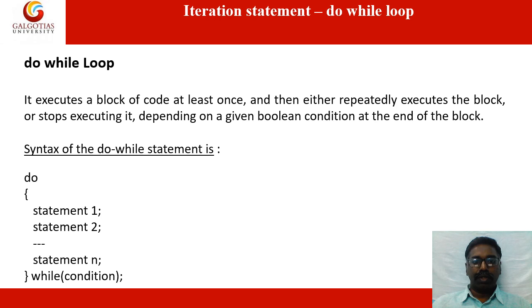Now we are going to discuss the do while loop in the iteration statements. There is some difference between the while loop and the do while loop that we are going to discuss here. The do while loop will execute the set of statements once, followed by a while statement with some condition. The condition is checked at the end of the block, and if the condition is true, again it goes upwards and the do statement will execute. Otherwise it comes out of the do while loop.